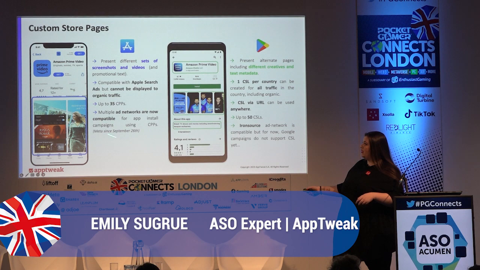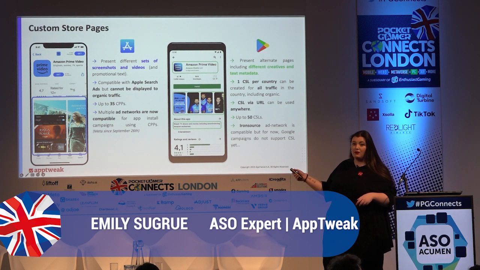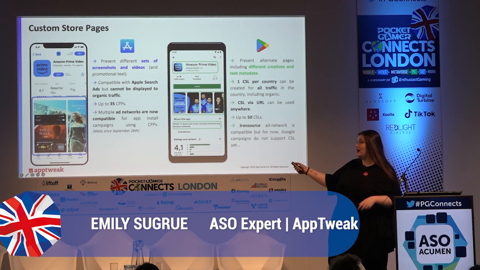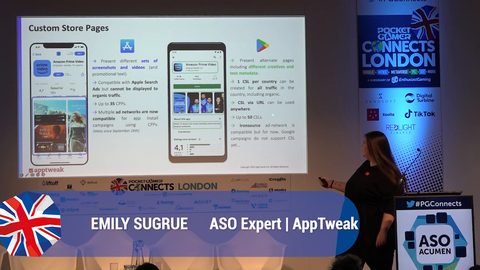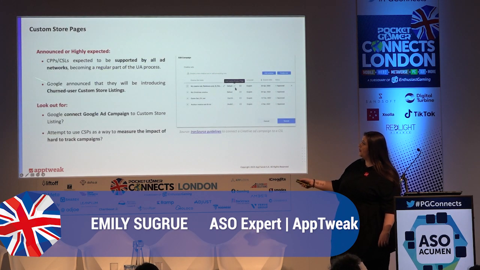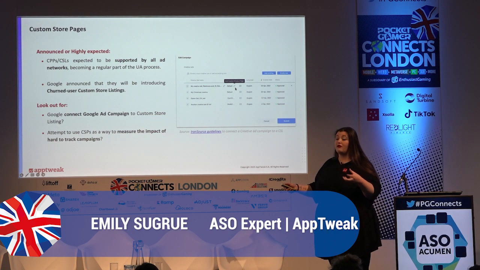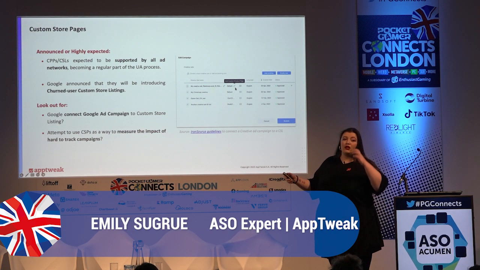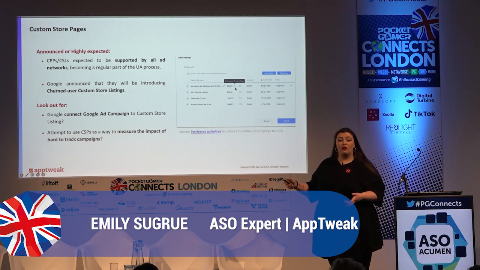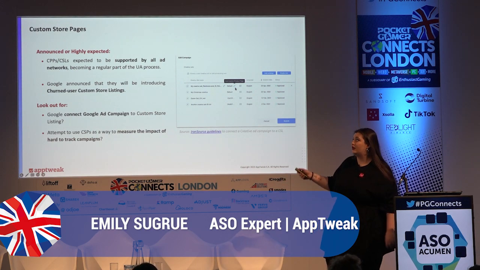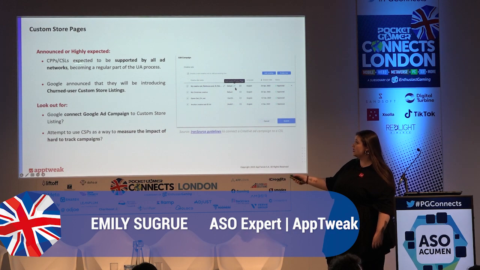Multiple ad networks are now compatible with the Apple App Store, whereas with Google, it's typically in-source. That's the most compatible. But for 2022, we reckon that it will be supported by all ad networks, and that becomes really, really important. And it's going to become a regular part of the UA process, almost like having a feature graphic on Google Play. It's going to be really important.